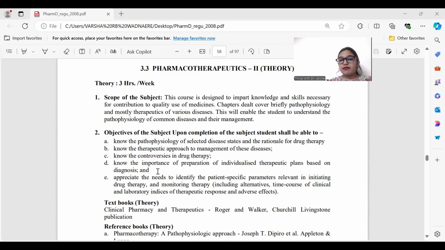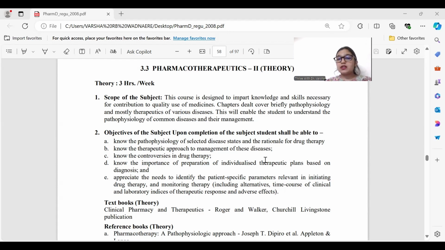And again, why have you studied this subject? Because you should have the knowledge and skills necessary for contribution to quality use of medicines, and we are medicine experts. You will be doing an internship in a clinical setting. And if some of you want to pursue a career as a clinical pharmacist, during that time you will have to know this, and this knowledge makes you work in a clinical setting as a clinical pharmacist. So that's why we'll be studying this subject.